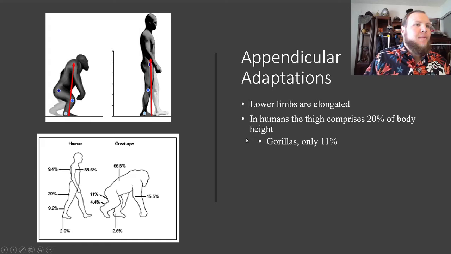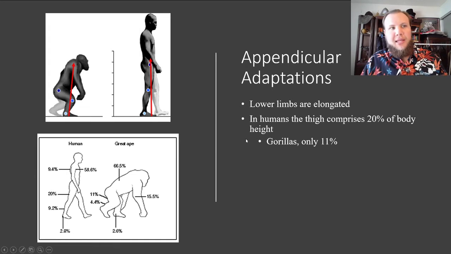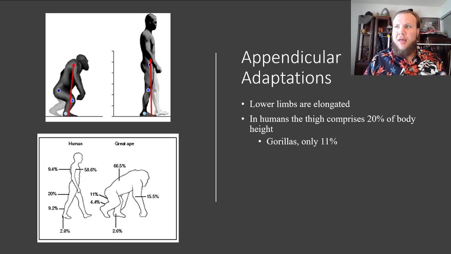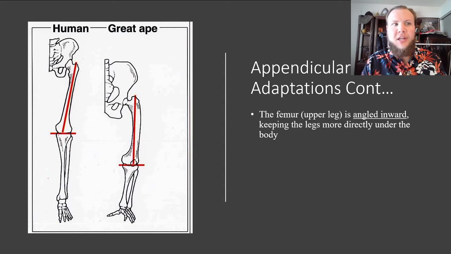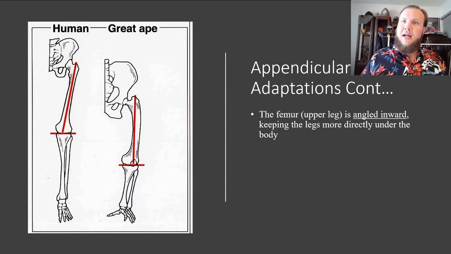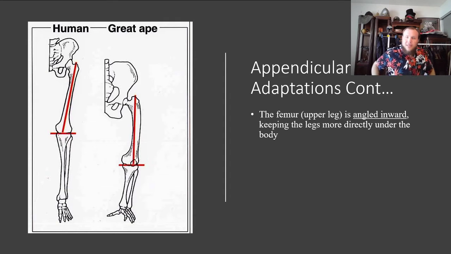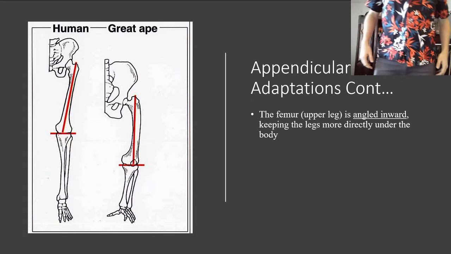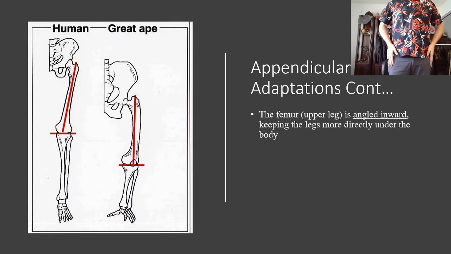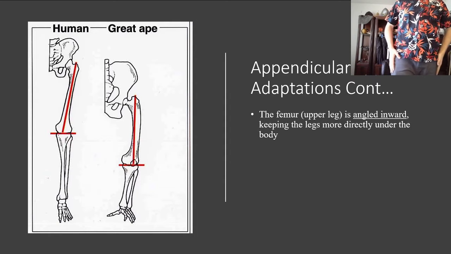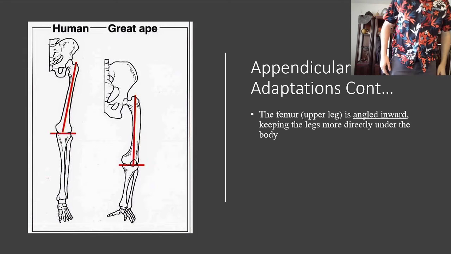Okay. So next, our lower limbs are also more elongated. In humans, our thigh, our femur, comprises primarily 20% of our body, which is only 11% in chimps. And going along with that, our femur is also angled inward to keep our legs more directly under the body. Okay, so this is what causes chimpanzees, or other great apes, when they try to walk upright, to have a waddle, right? Because our legs are directly under us, we can propel ourselves forward and move forward easier. We don't waddle.